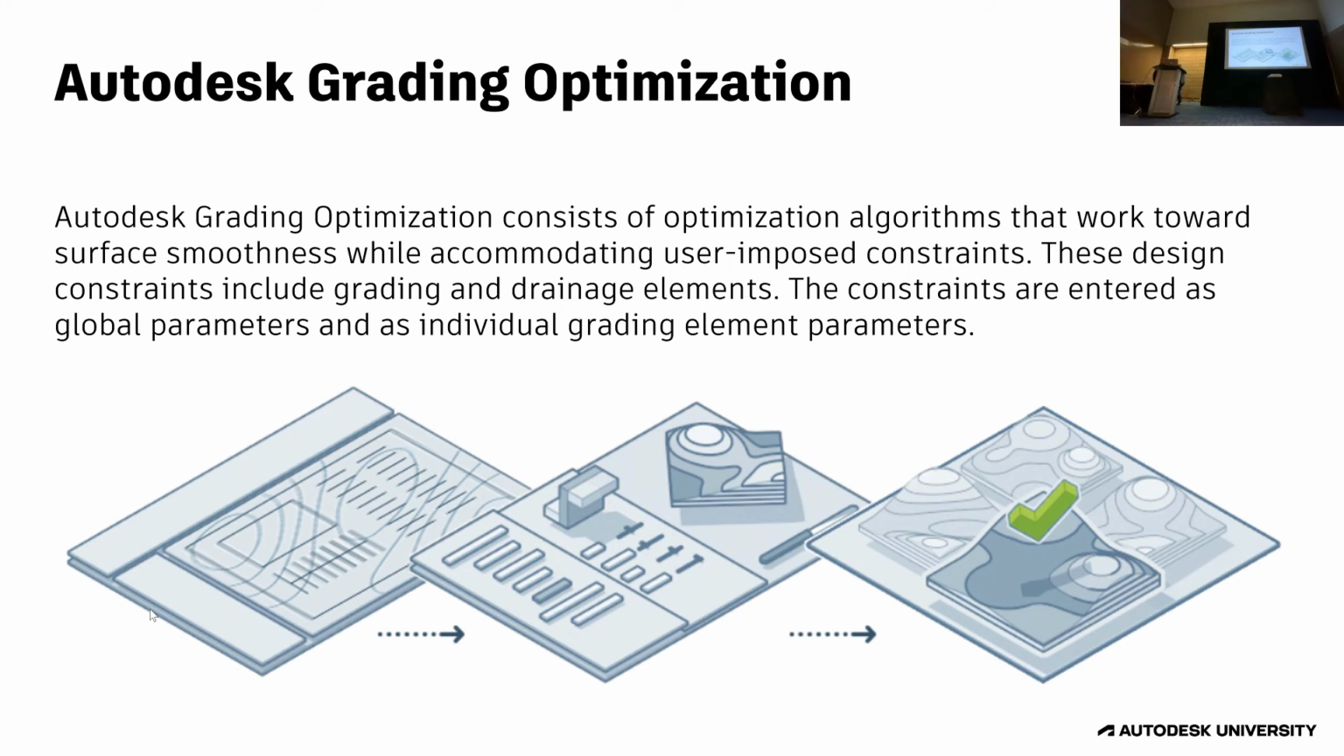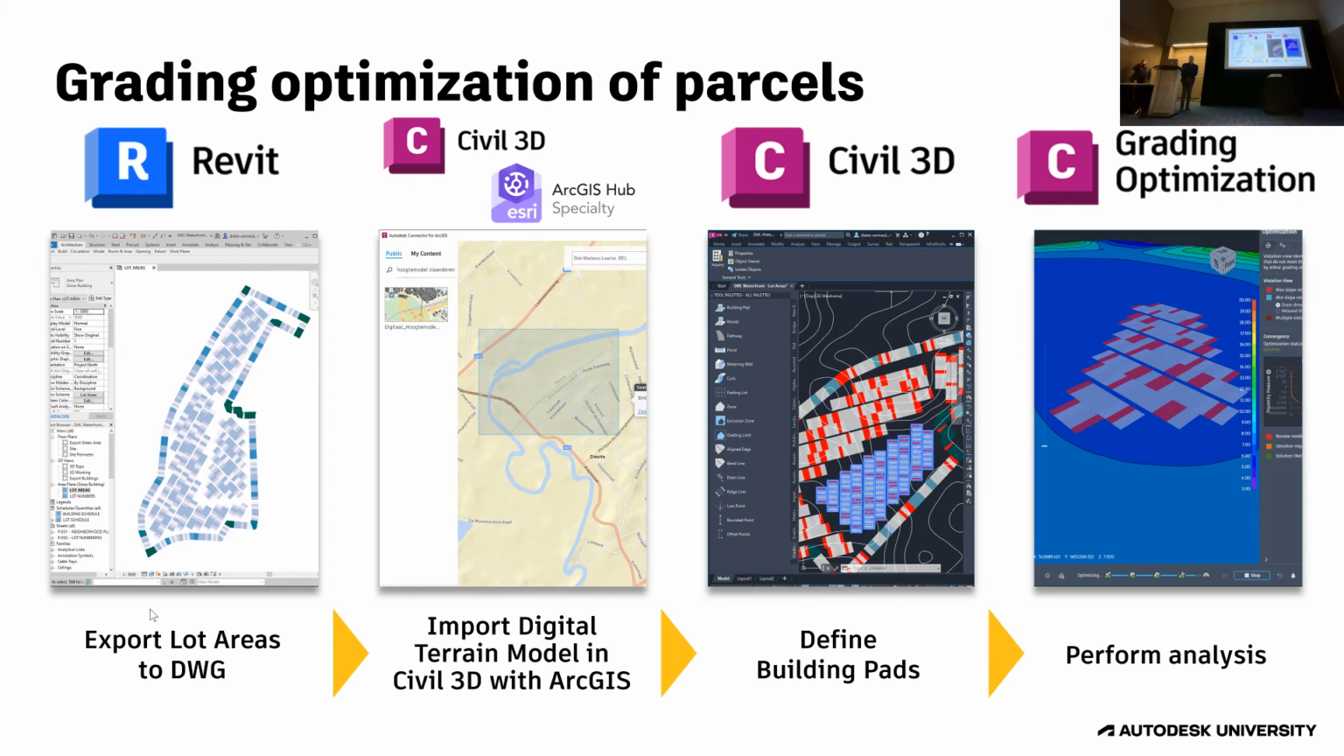And what we also did on that site is an additional type of analysis, which is called Autodesk grading optimization. This extension within Civil 3D makes it possible to find all of those lots and to see where we can create a perfect cut and fill to come up, at least with a sustainable solution again, to level all those building pads. So the lot areas that we got in that Revit model come in very handy here because we can export them to DWG and then import them into Civil together with the digital terrain model that comes from ArcGIS in this case.